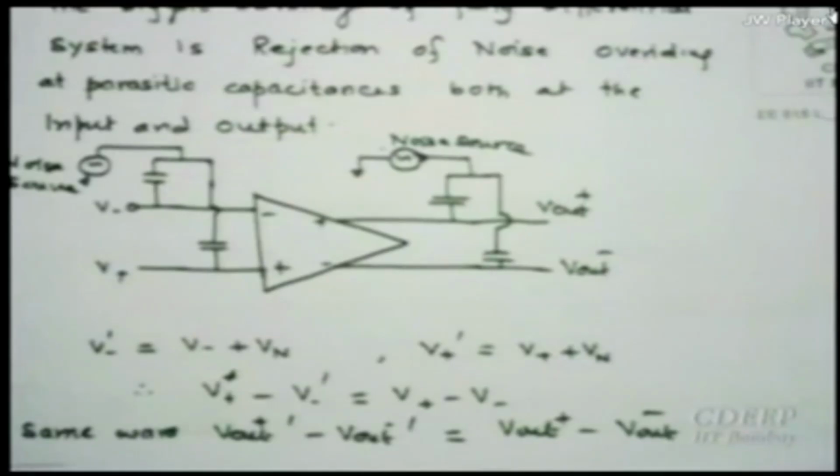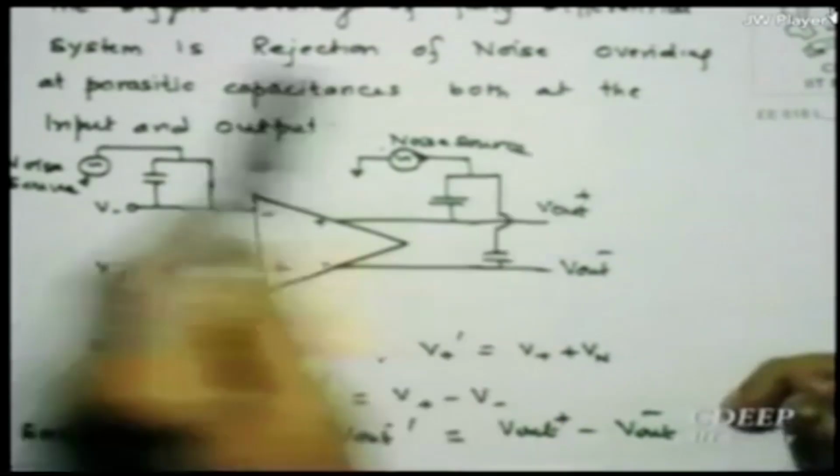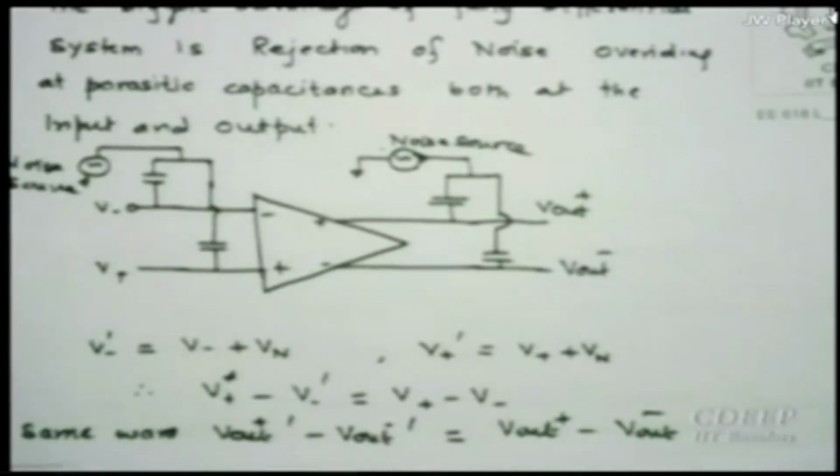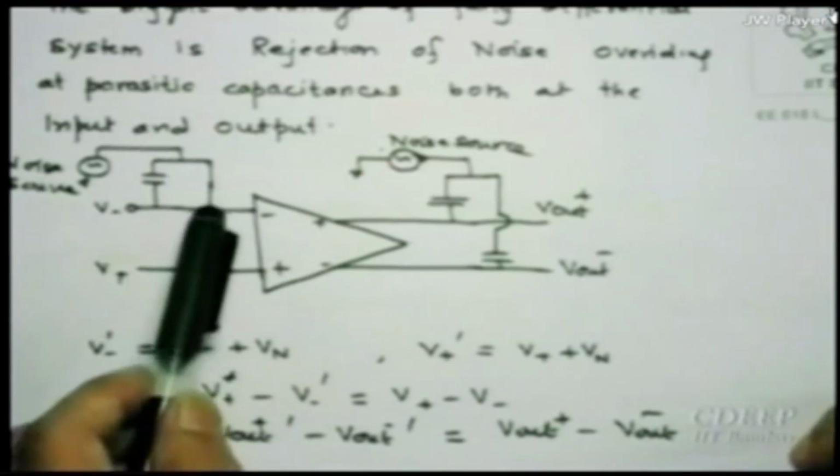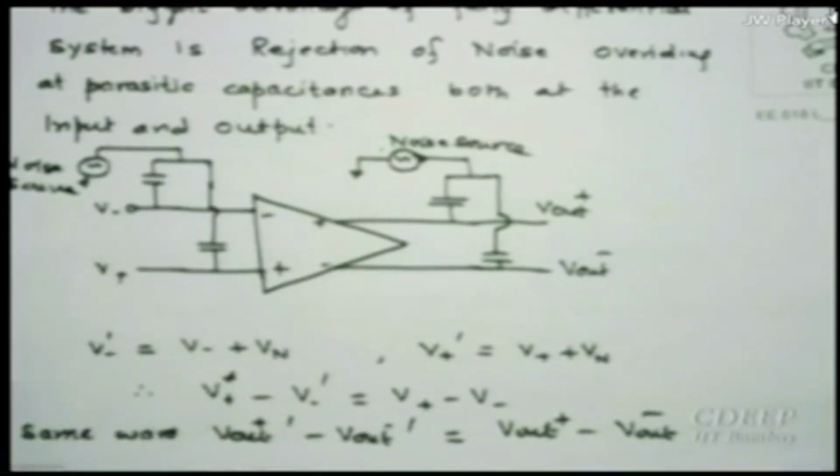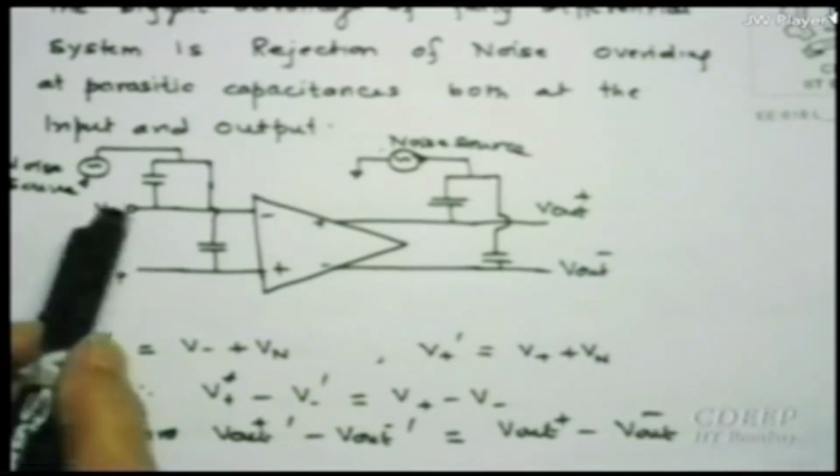The biggest advantage of a fully differential system is the rejection of noise. Of course, along with the noise there is something else we'll talk about in a few minutes. Let's say this is my fully differential amplifier, and there are two parasitic capacitances at the two inputs and two at the outputs.